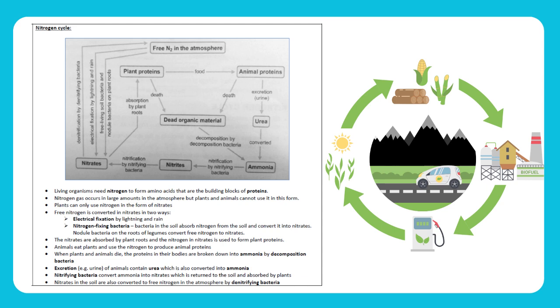The nitrates are absorbed by plant roots, and the nitrogen in nitrates is used to form plant proteins. Animals eat plants and use the nitrogen to produce animal proteins. When plants and animals die, the proteins in their bodies are broken down into ammonia by decomposition bacteria. Excretion, e.g. urine, of animals contains urea, which is also converted into ammonia. Nitrifying bacteria convert ammonia into nitrates, which are returned to the soil and absorbed by plants. Nitrates in the soil are also converted to free nitrogen in the atmosphere by denitrifying bacteria.